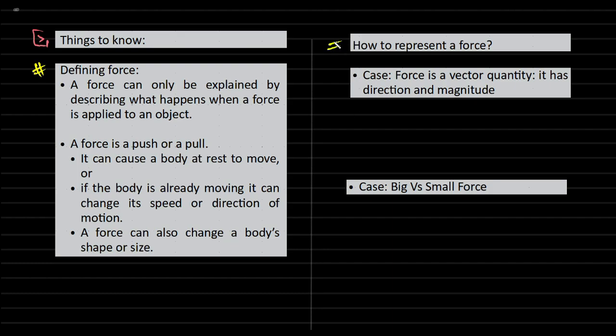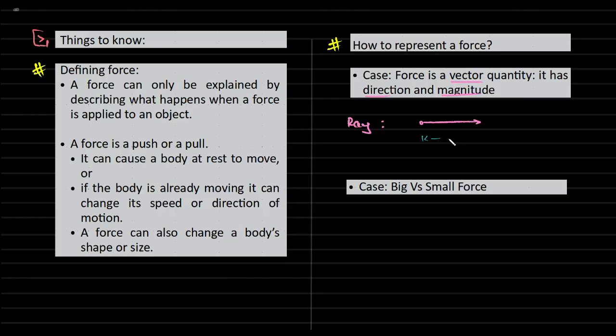Then how do you represent a force? The very first thing that we need to understand is force is a vector quantity. That is, it has direction and magnitude. So it is done with the help of a ray. What is a ray? A ray has a start and a never ending representation.